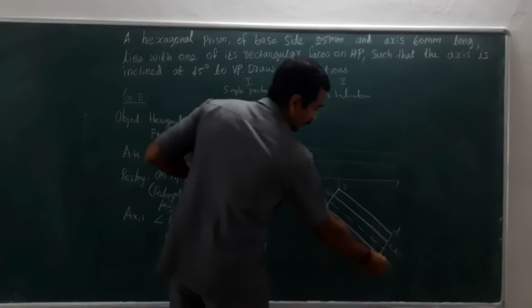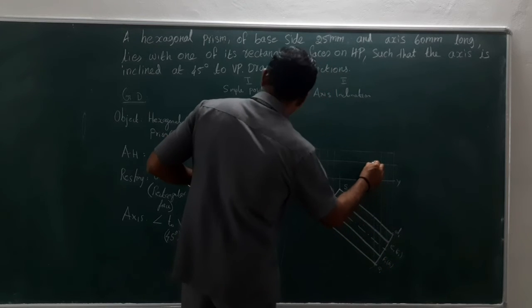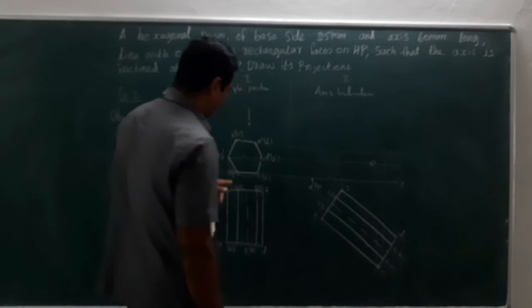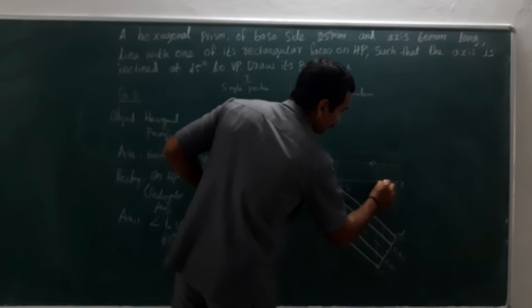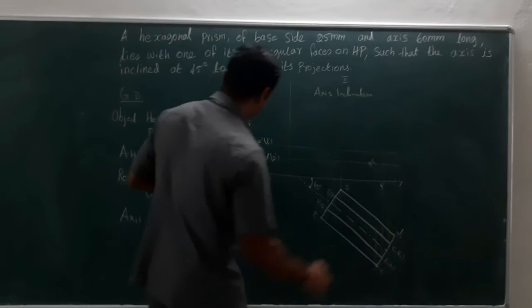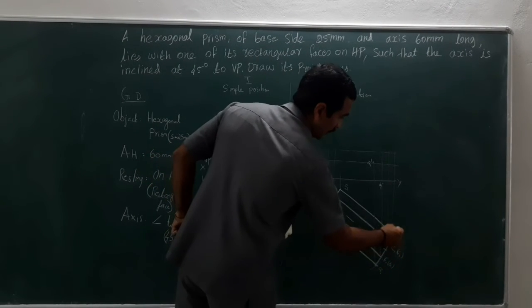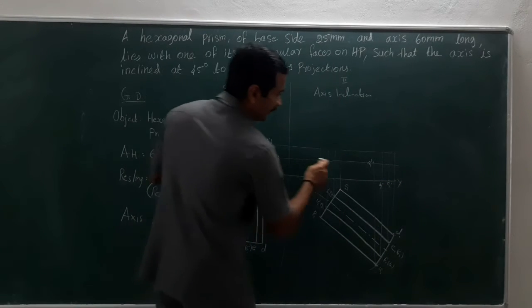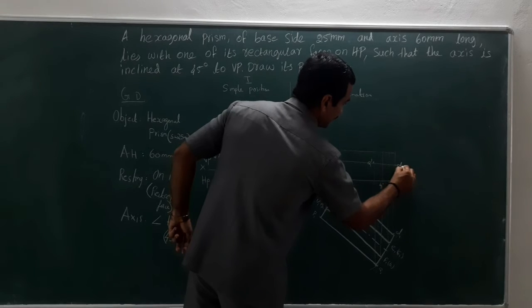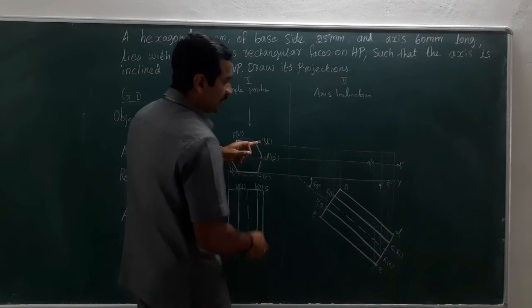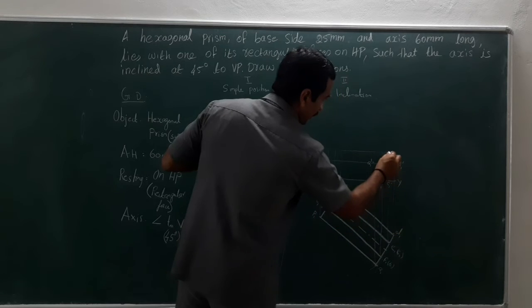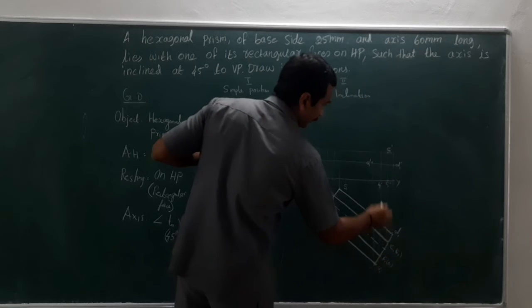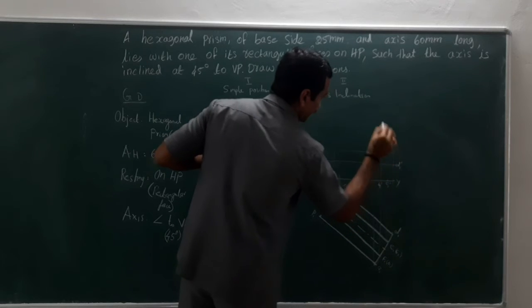A is here. Where is A? A is meeting here. This could be A1 dash. B is here. This could be B1 dash. C and C are intersecting here. This could be C1 dash. D and D are merging here. So this could be D1 dash. E and E are meeting here. This could be E1 dash. F and F are meeting here. This could be F1 dash.